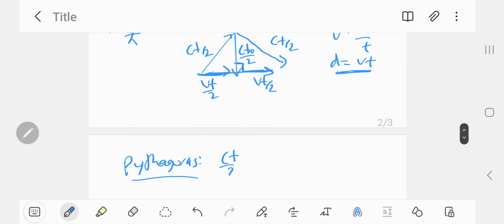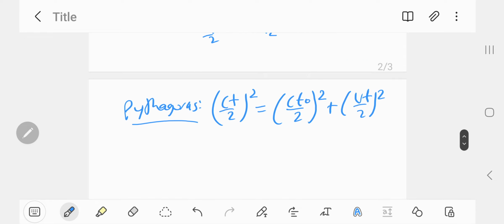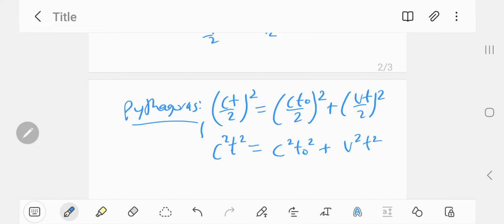So (ct/2) squared, let's take one of these right angle triangles, this one here on the right. So (ct/2) squared is equal to (ct₀/2) squared, this length here, plus (vt/2) squared. So c squared is equal to a squared plus b squared. Squaring all of this and cancelling out the 2 squareds, we get c squared t squared is equal to c squared t₀ squared plus v squared t squared. We've skipped a step, and I've basically divided everything by 1 over 4.